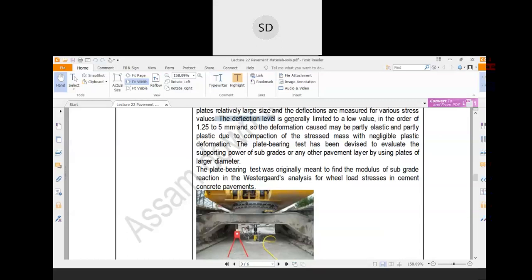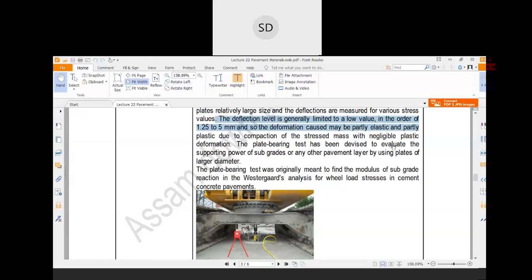Now this deflection level is generally limited to a low value in the order of 1.25 to 5 mm, so that the deformation caused may be partially elastic and partially plastic. Elastic means whatever deformation was there, that deformation got completely recovered. And plastic means whatever deformation is there, it will be sustained.